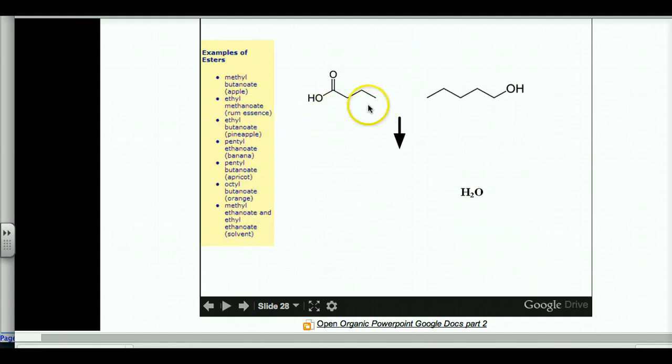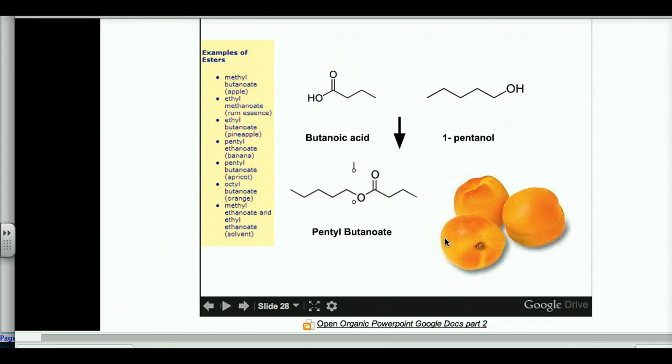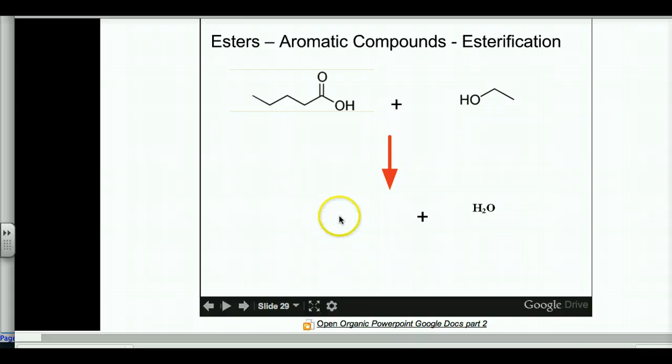Now, look at this compound, 1, 2, 3, 4, so 4 carbons. This is butanoic acid. This is 1, 2, 3, 4, 5 with an OH, that's pentanol. Put them together, take out the water, and what's the alcohol? Pentyl butanoate. And of course, that is apricots, I believe. All right? So I'm just pushing out the water. So this would attach to this side.